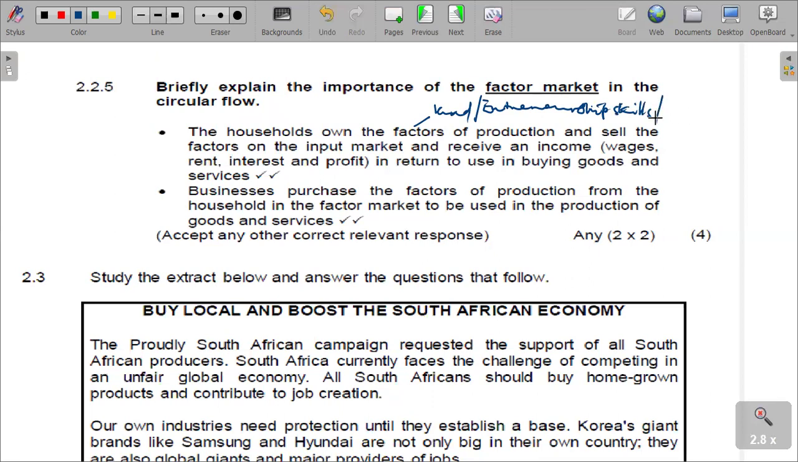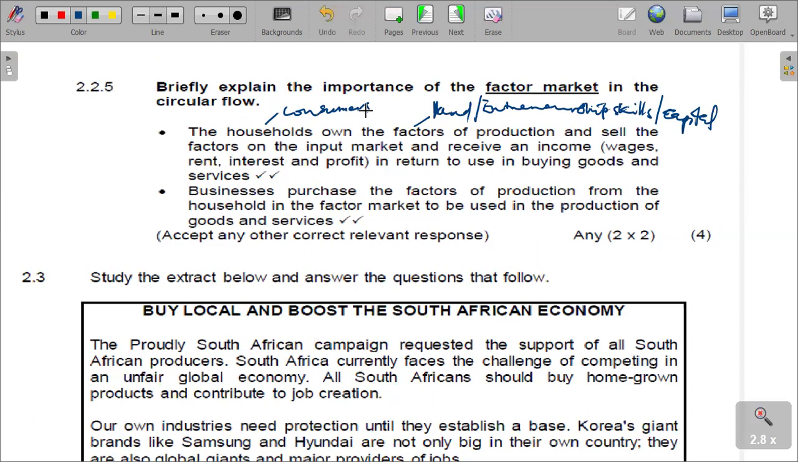We are also talking about income or capital. So what we are saying is that the factors of production are owned by what? They are owned by consumers, the households. So they own the factors of production and sell them on the input market and receive income and wages.